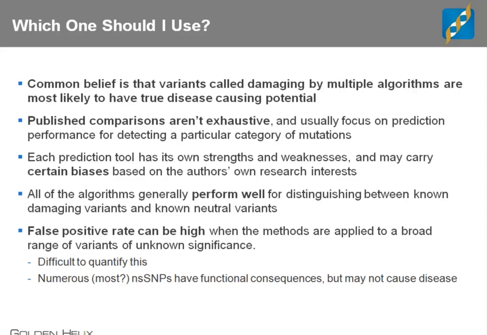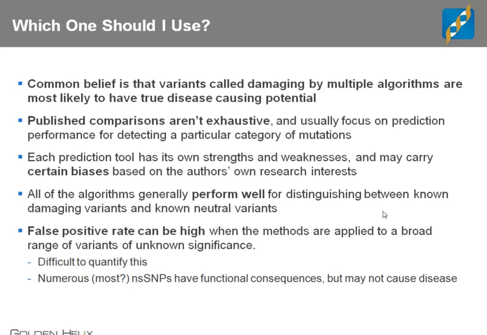Now, when it comes down to answering the question, which one should I use, the common belief that a lot of people seem to be following is that if a variant is called damaging by multiple algorithms, it's most likely to be the true disease-causing variant. But remember, the published comparisons that are out there aren't exhaustive. They usually focus on performance of the algorithms for a particular category of mutations, and each tool has its own strengths and weaknesses. Really, it just takes some time working with them to get a feel for how they work and learn which ones you like and which ones you don't like.